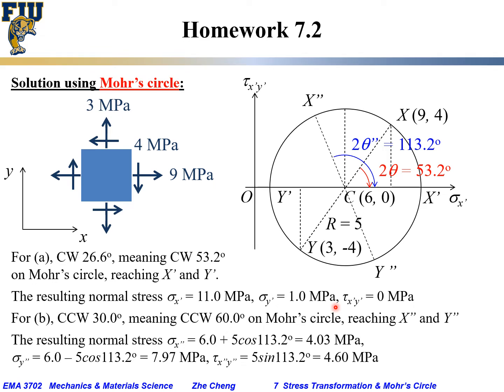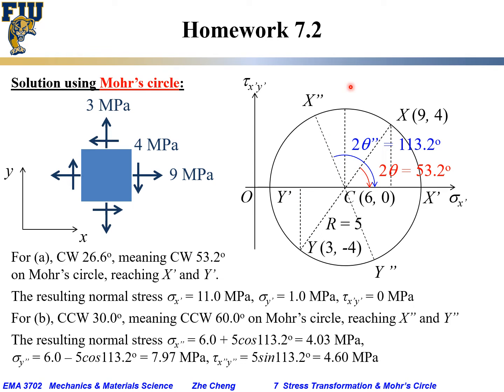And tau xy for x prime y prime for this new orientation will be 0. Okay. On the other hand, if we want to solve for the situation when we rotate counterclockwise 30 degrees from x, this is x. In real geometry, rotate 30 degrees counterclockwise, which means on Mohr's circle you also start from x, rotating in the same fashion counterclockwise, but double the angle, from 30 to 60.